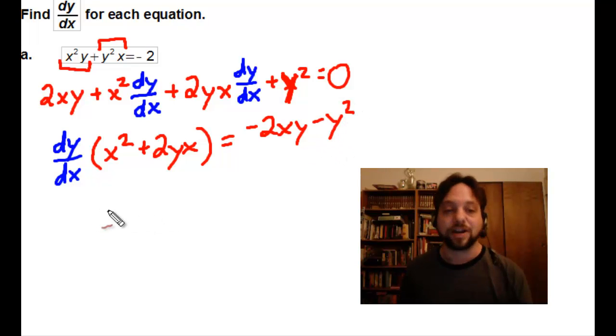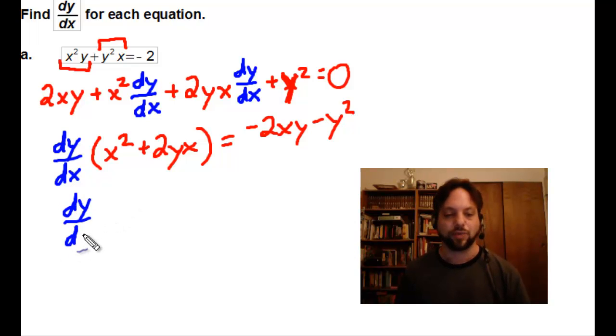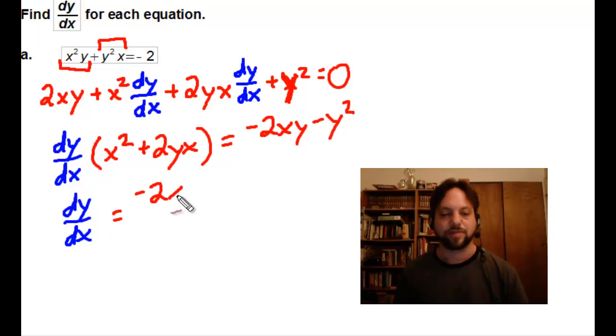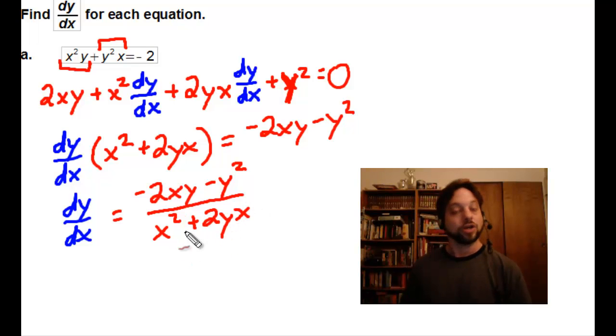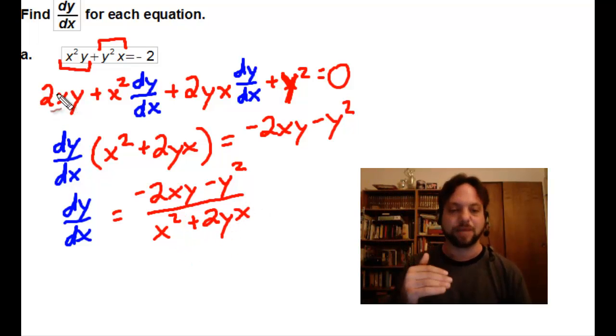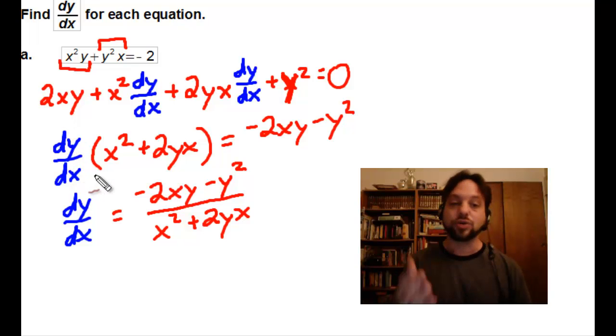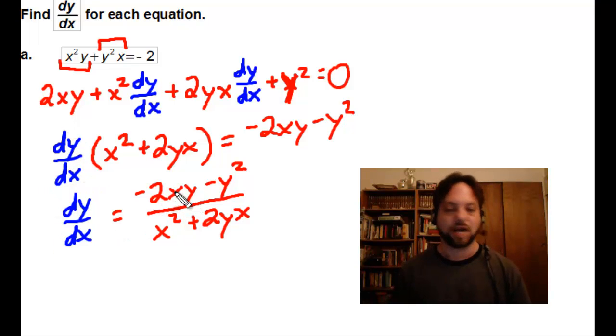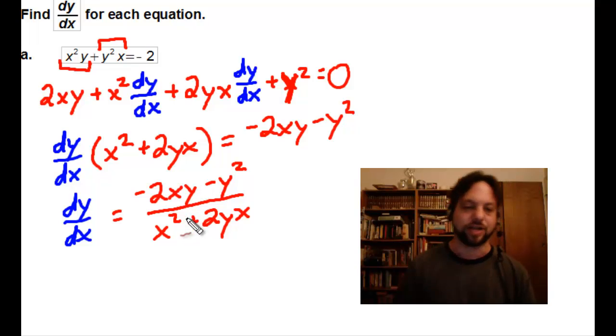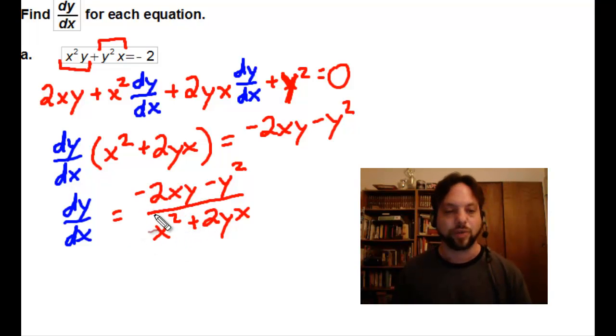And of course, my final step is really no big deal. I just need to solve for dy dx. That will be my derivative. And if I do that, I'll have my minus 2xy minus y squared. And I'll just divide by this factor right here, x squared plus 2yx. So there's our first step, our second step, and our third step. There's no need for the fourth step here because I don't really know what x or y or any of this stuff equals, so I'll just leave it the way it is.